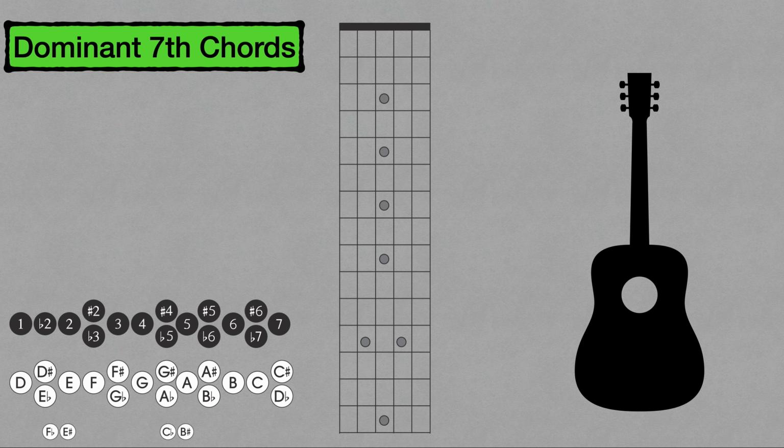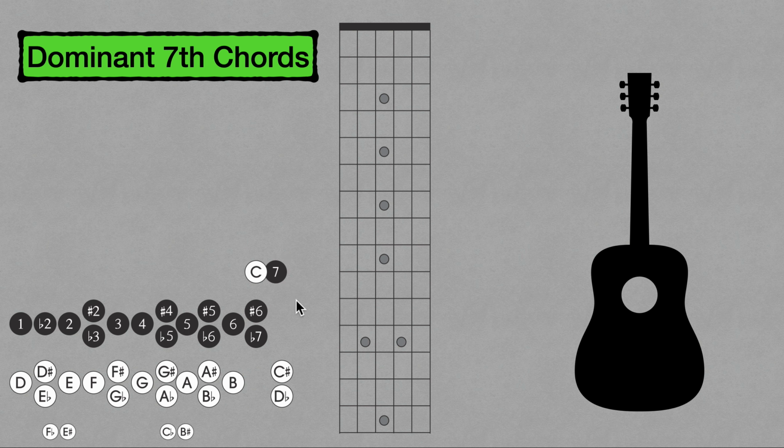So the dominant seventh chord is the chord that we call A7 or C7, not the minor 7, not the MAJ7 or the delta 7 or whatever. They're just the one that is the note and the 7. What this means is that we have a major chord, a major triad, with the minor seventh interval built on the root, or a minor third above the fifth.